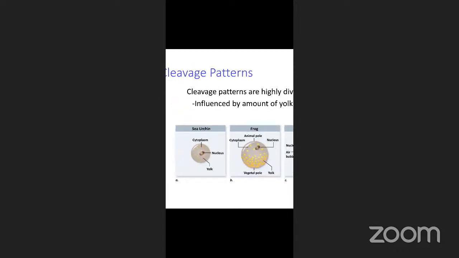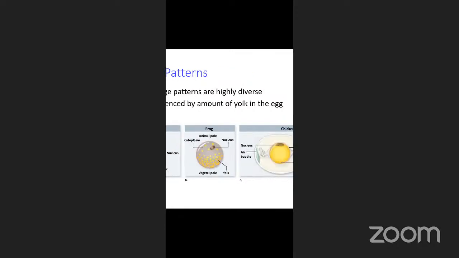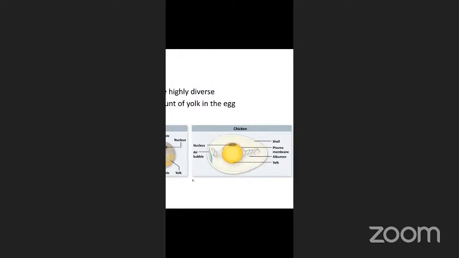In sea urchin, you can see the amount of yolk is very little. So in the last class, we have discussed that based on the yolk, we have different types of eggs. Yes, ma'am. Yeah. So here you can see in the sea urchin we have a little amount of yolk, whereas in the frog we see more yolk, which is mainly concentrated in the vegetal pole rather than the animal pole. This is the chicken egg, where the latebra we have discussed is in the center of the egg.